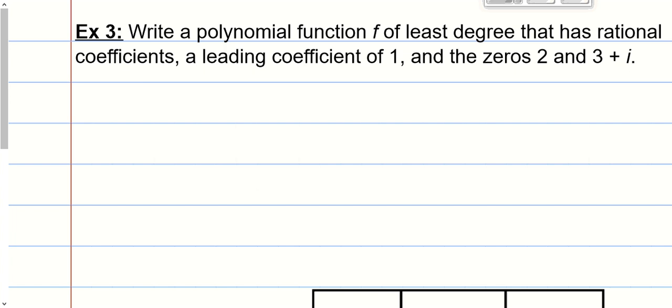All right, so looking here, it says write a polynomial function of least degree that has rational coefficients, a leading coefficient of 1, and zeros of 2 and 3 plus i. So the main thing that you need there is that your solutions that you're starting with are 2 and 3 plus i. So here we go. We've got x equals 2. We've got x equals 3 plus i. So from there, what we just said was if you have 3 plus i, you also need x equals 3 minus i.